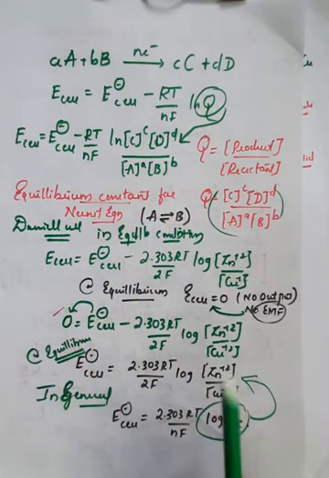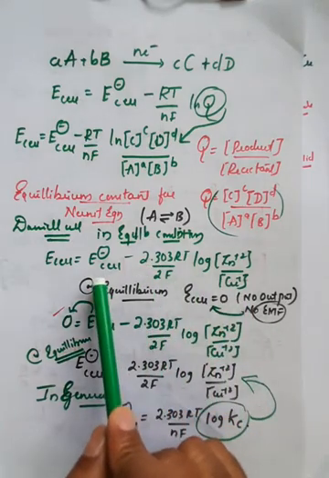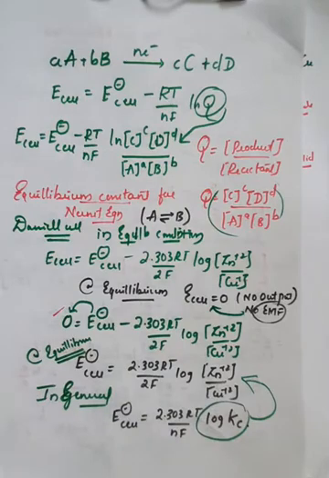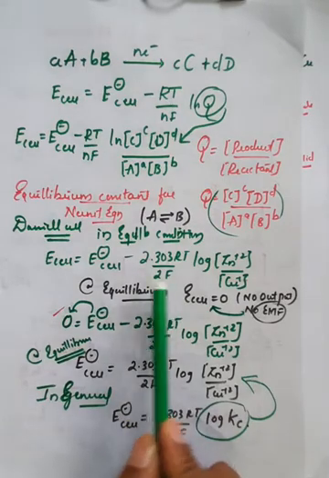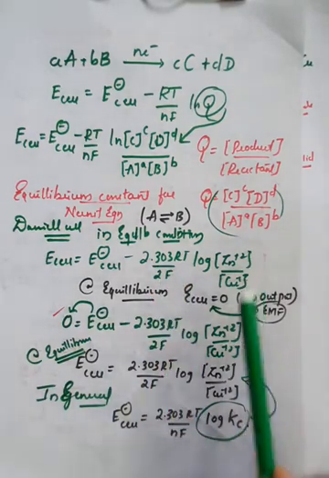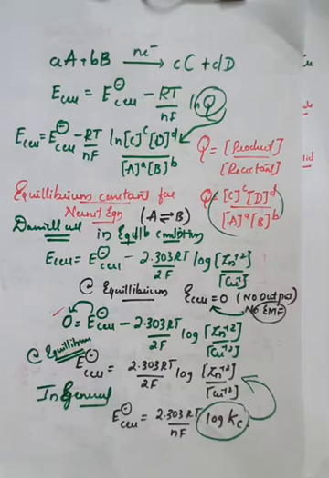In case of the same Daniell cell, we have taken EMF of the cell equal to E standard of the cell minus 2.303 into RT divided by 2F, because the number of electrons transferred during the reaction is 2. So the N value is taken as 2, and it is 2F into log of Zn plus 2 divided by Cu plus 2. At equilibrium, what happens?